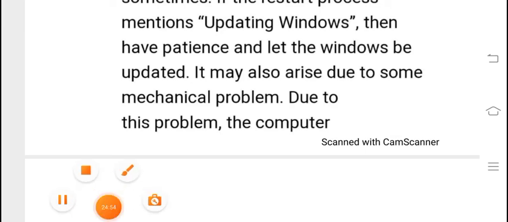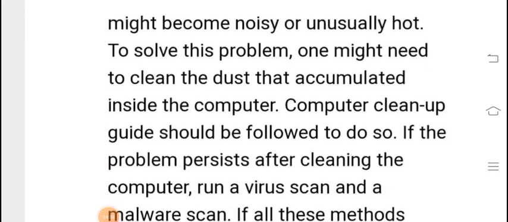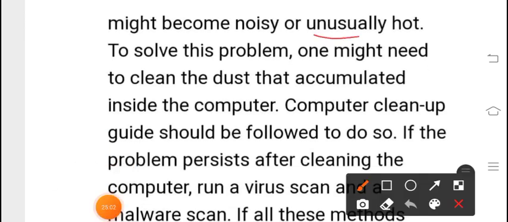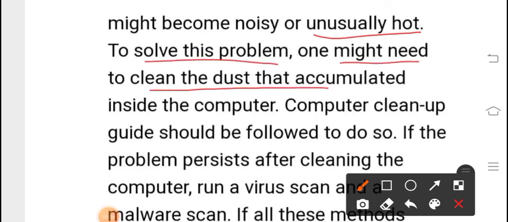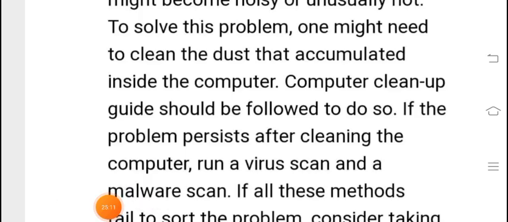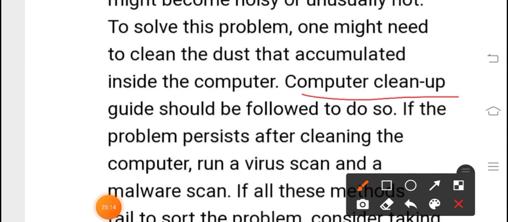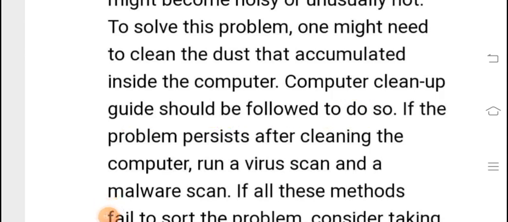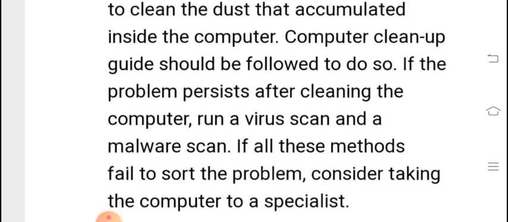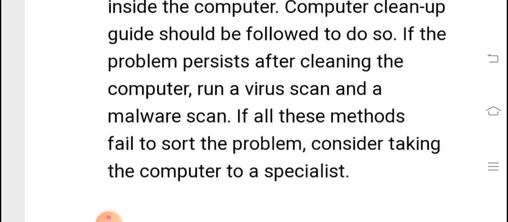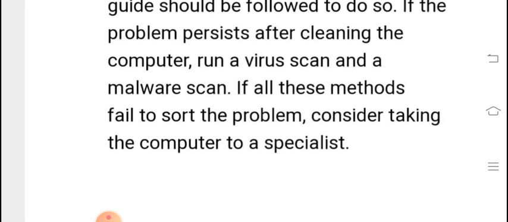Due to this problem, the computer might become noisy or unusually hot. To solve this problem, one might need to clean the dust that has accumulated inside the computer. A computer cleanup guide should be followed to do so. If the problem persists after cleaning the computer, run a virus scan and malware scan. If all these methods fail to sort the problem, consider taking the computer to a specialist.